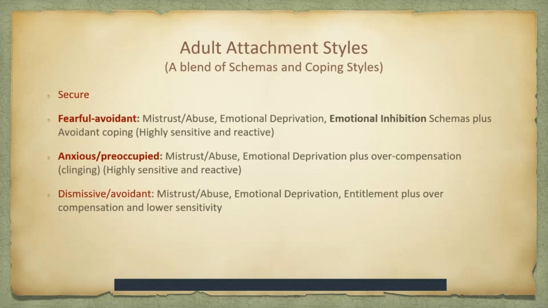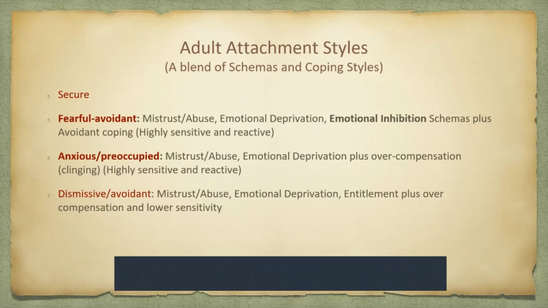And then the dismissive avoidant form, I think, is more like not emotionally reactive and as sensitive, maybe having been abused and emotionally deprived, but developing more of a sense of entitlement and more the narcissistic compensatory reaction to those early sources of pain. So that's my quick take on where we are in relation to schemas when it comes to adult coping styles. And so do you have any questions about that?